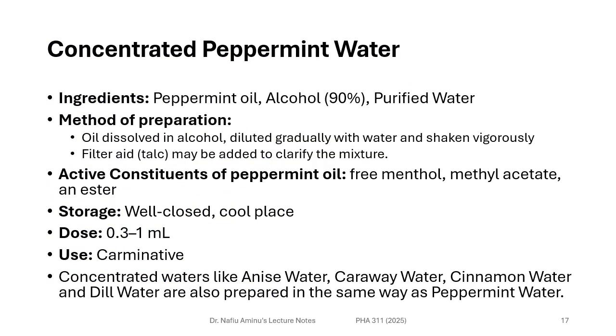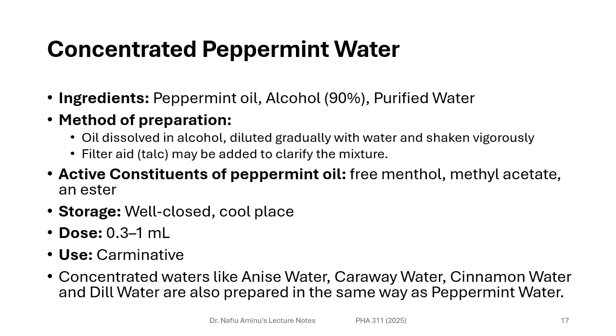The next category is what we call concentrated peppermint water. This contains ingredients such as peppermint oil, alcohol in the form of 90% strength, and purified water. For the preparation of this aromatic water, the oil is dissolved in alcohol. We know oils are insoluble in water, right? But alcohol helps in dissolving them and then dispersing them uniformly in the water.